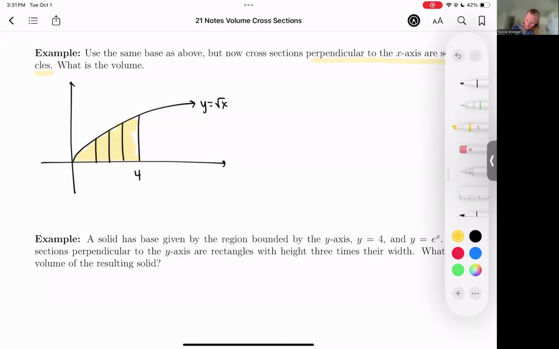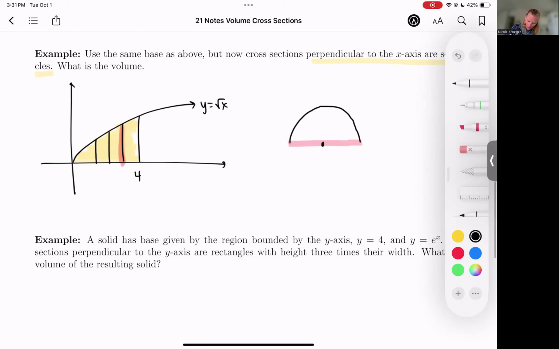And so let's draw this. So if I make these little lines, the red portion, that's going to be the bottom of my semicircle. And then I've got the semicircle popping out. So we need to find the area of this region. So the diameter is that distance on my region, so that is just square root of x.